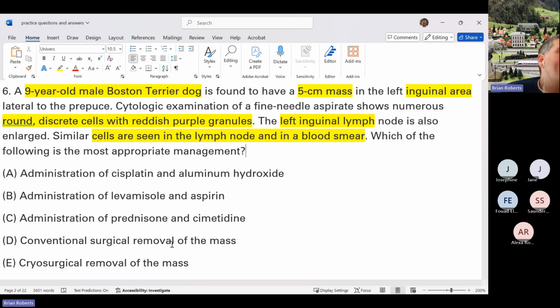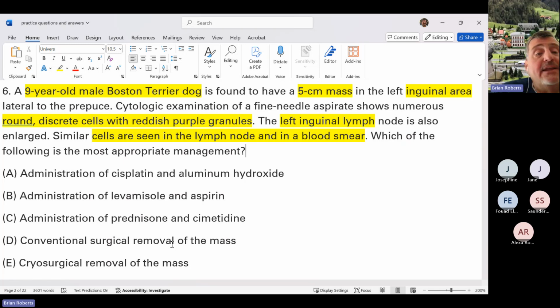Do you guys remember what cimetidine is? What kind of drug that is? An H2 blocker. Yes, it's an H2 blocker, right? It's a histamine blocker. So that sounds pretty good, right? We have histamine in these granules. So C is the only option that treats the side effect of the mast cells causing ulceration and also the mast cells themselves with prednisone. Prednisone can be cytotoxic to lymphoblasts and mast cells.